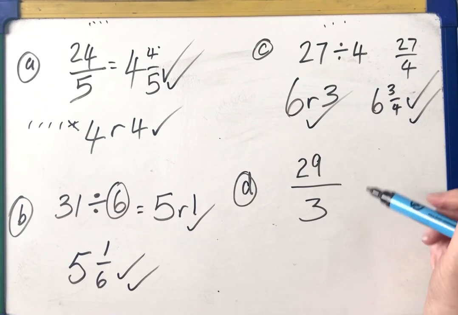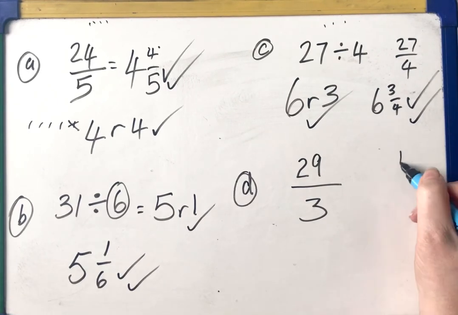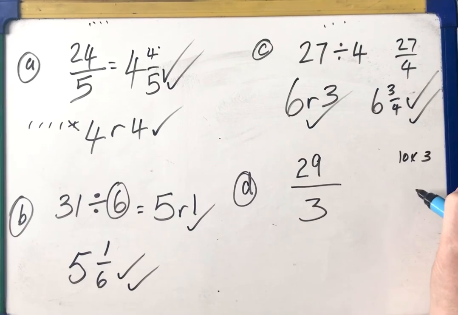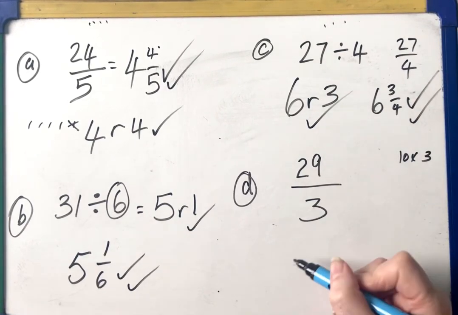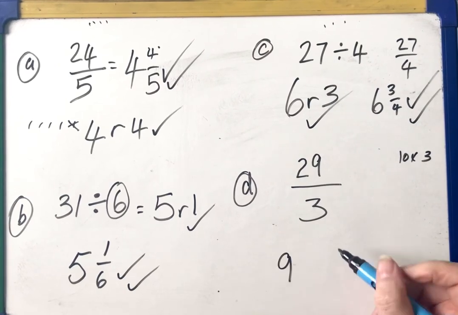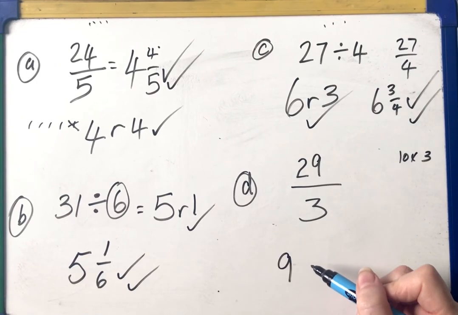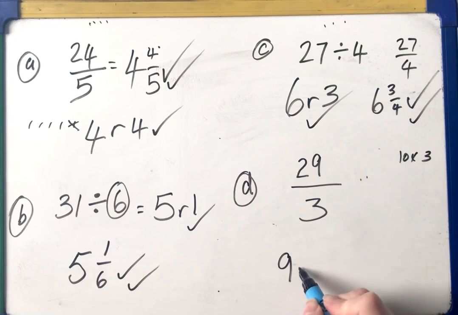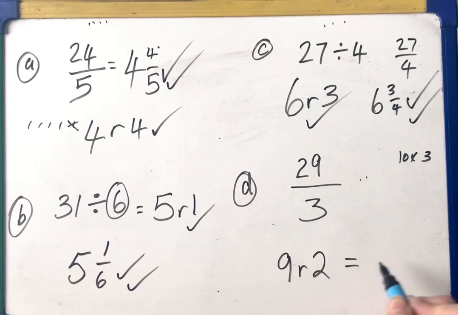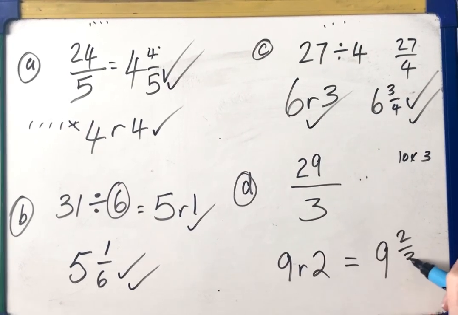29 thirds. Well, I know that 10 times 3 is 30, and that's going to be too big. So it's going to be 27, so it's going to be 9 whole ones. Now 9 threes are 27, 28, 29, remainder 2. So I write that as 9 2/3.